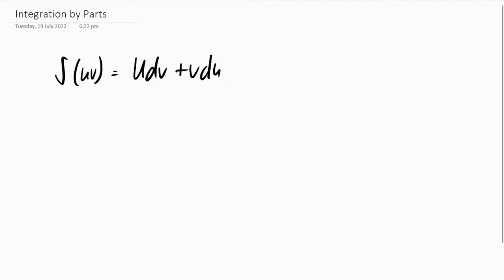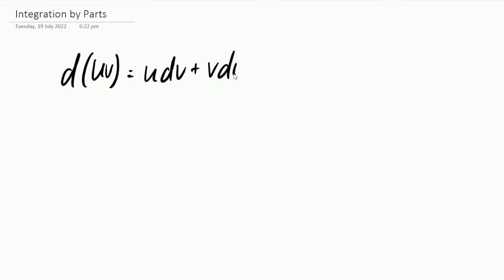Oh no, I'm sorry, that was wrong. The derivative of uv is equal to u dv plus v du. We can get this by using the product rule, deriving u and v using the product rule, and this is what we get. So this is the formula for integration by parts. So you get the u, the du, the v, and the dv.